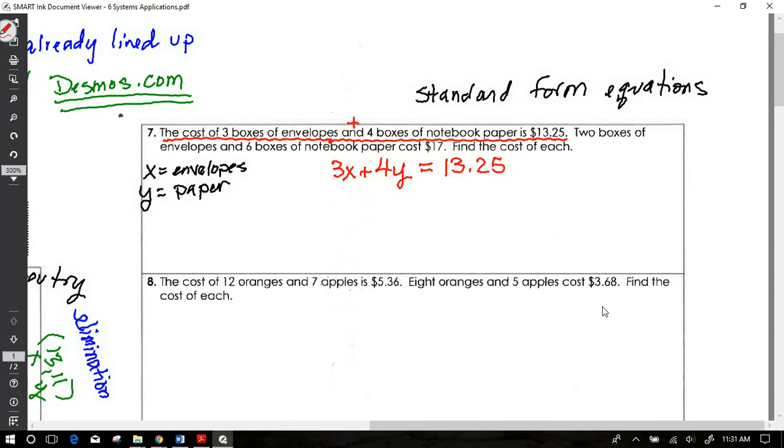Now 2 boxes of envelopes, so this is a different sentence. 2 boxes of envelopes, so 2x, and 6 boxes of notebook paper cost a total of $17. So they want to know what is the cost of each, the envelopes and the paper. So what I would like to do is use Desmos to show you how we can graph this.